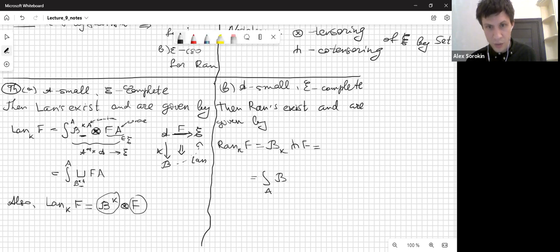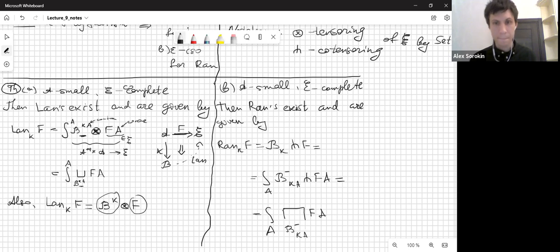A, hom B of blank K(A), cotensoring F(A), which, if one wants, is an end over A. Here will be the product of object F(A), how many times? Hom B of blank K(A). Again, the same picture, but the natural transformation goes up.